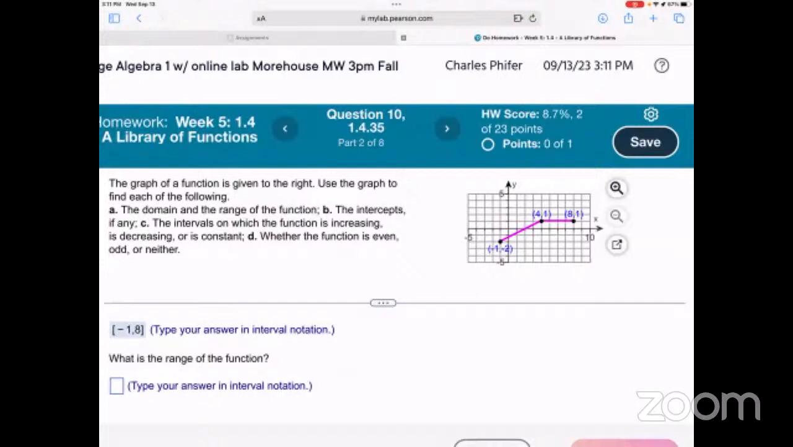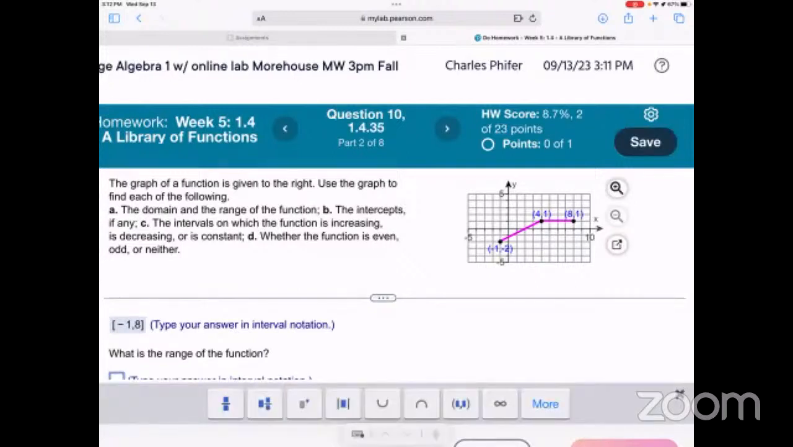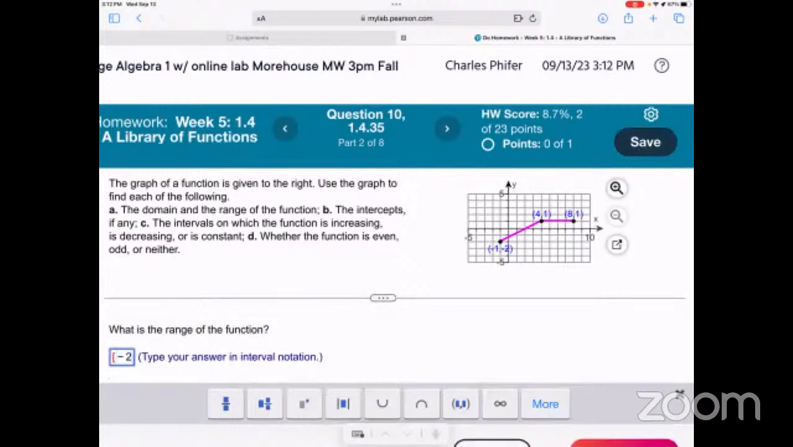So if we were to smush this onto the y-axis, what y values would it touch? The lowest y value looks like it's -2, and the highest y value is 1. And it touches those endpoints and everything in between. So we're going to do -2 to 1 with square brackets. Okay, let's go with that.